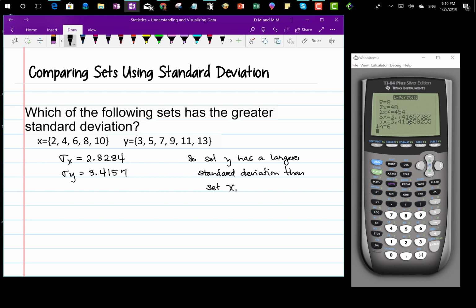Okay, so that's how you find standard deviation for 2 different data sets when those data sets have a different number of data values. You still need to resort to 1var stats. And as a matter of fact, I always use 1var stats because it gives way more data than 2var stats does.